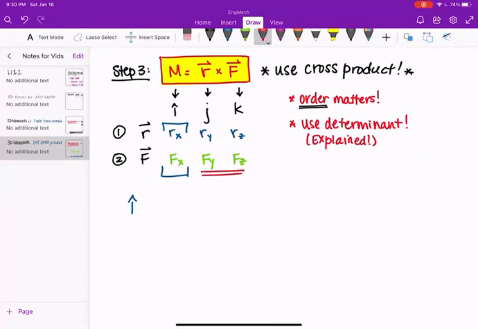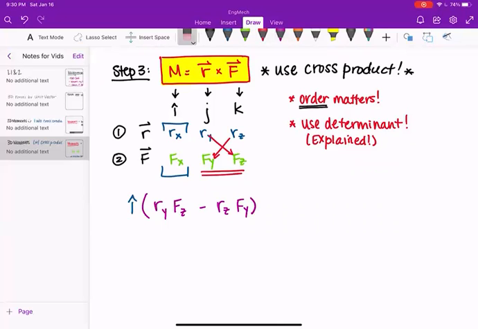And then think of it as an X. I do that and that. So I make an X inside of this problem. So for the I component, it's going to be Ry times Fz minus Rz times Fy.